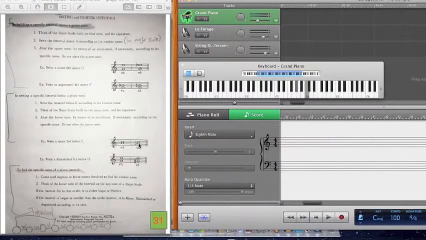Lo and behold, major third, A flat and C. See how that works? Number, diatonic, accidental. So write a diminished fifth below D. Let's say we don't have this G already. We have a D right here. Number, diatonic, accidental. So number is 1, 2, 3, 4, 5.